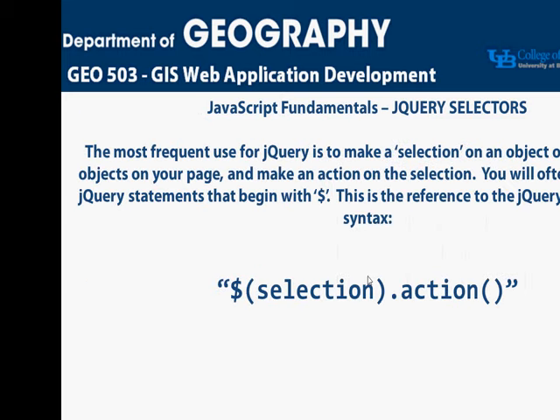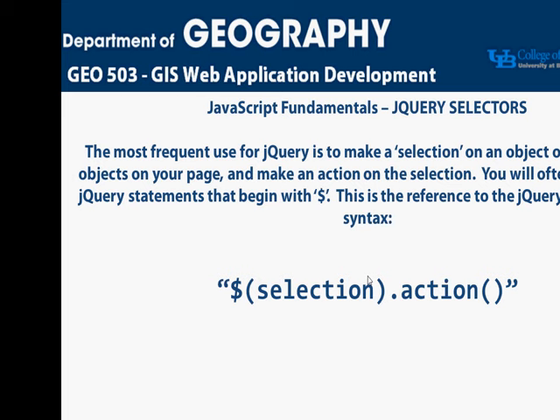The most frequent use of jQuery is to make a selection on an object or a set of HTML objects on your page and make an action. And this threw me when I first learned jQuery because I've never seen anything quite like that, quite different. Most jQuery statements will start with a $ sign. The $ sign references the jQuery library.